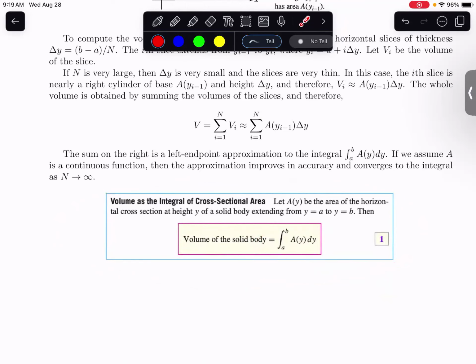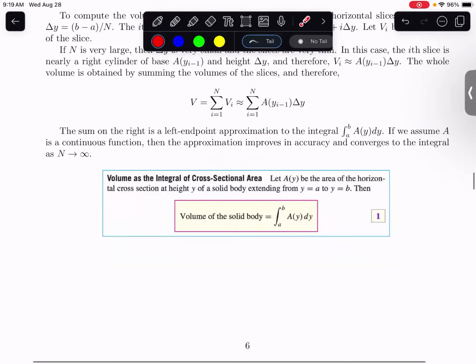And so if we have that the area is denoted by A sub y, if this is the area of the horizontal cross-section at height y of a solid body extending from y equals a to y equals b, then it turns out that the volume of the solid body ends up being equal to the integral from a to b of the area of the horizontal cross-section. And so it's kind of vague. I don't think it'll really make a lot of sense until I go through an example, probably.